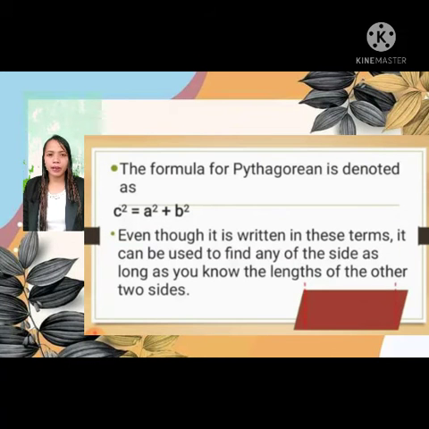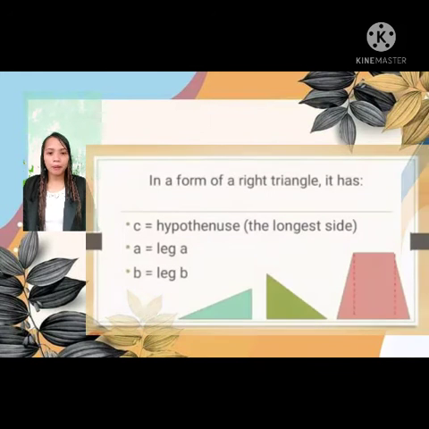Even though it is written in these terms, it can be used to find any of the sides as long as you know the length of the other two sides of a right triangle. It has c, a, and b, where c is equal to the hypotenuse, or the longest side. The a is equal to leg a and b is equal to leg b.